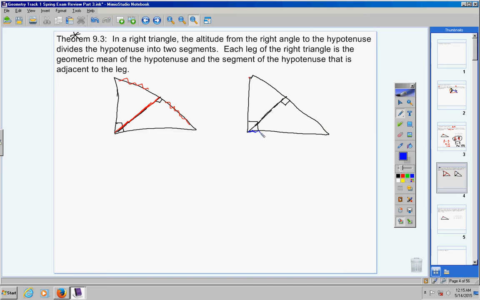So see this leg right here, this big leg here. This big leg here is the geometric mean of what? Do you know? The entire hypotenuse again, like we just learned, and this segment right here, from here to here. So this leg here is the geometric mean of the whole hypotenuse and this segment here.